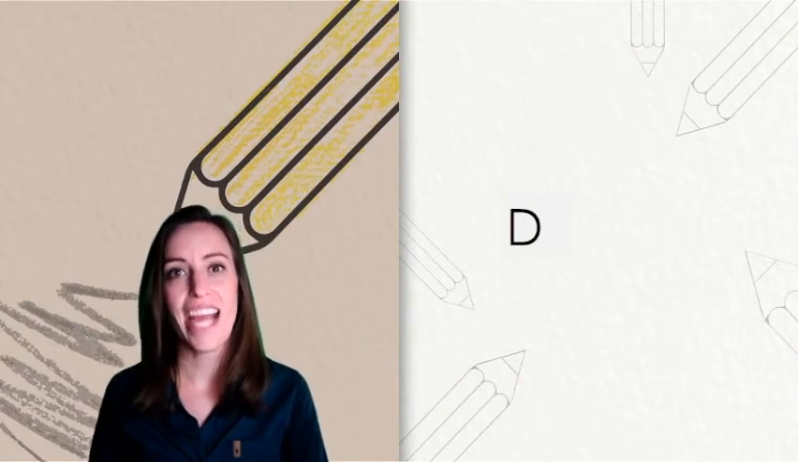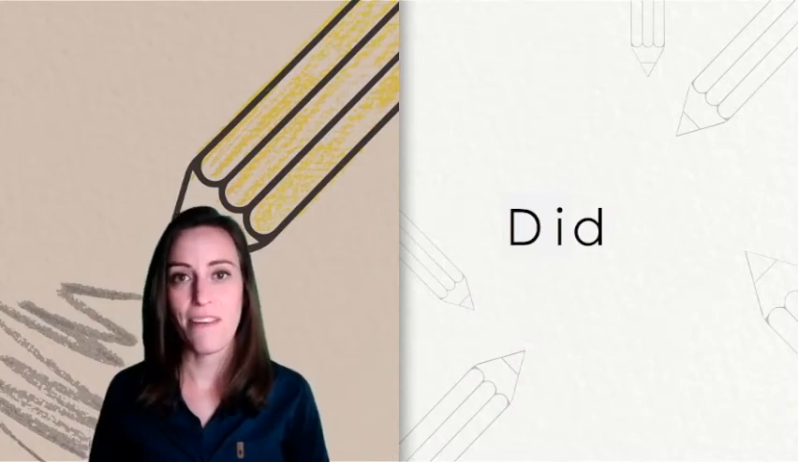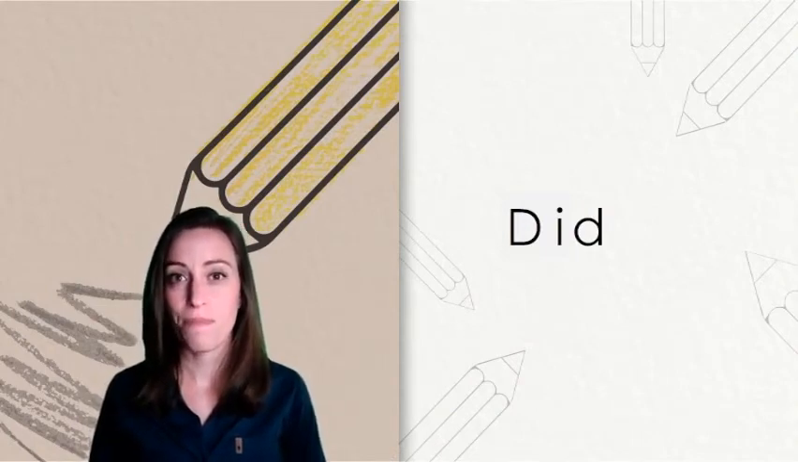D-I-D, did. What sound do you hear at the beginning of the word did? A D. And what letter makes the sound D? That's right, a letter D. But we know that since it's the beginning of a sentence, we will need an uppercase or capital letter D. Let's finish this word together. D-I-D, did. Nicely done. Let's keep going with our sentence.